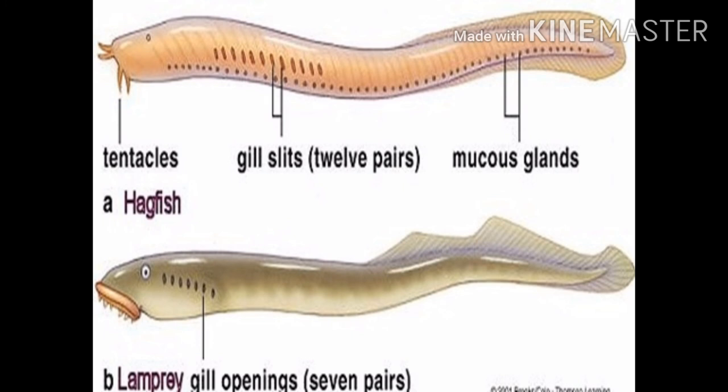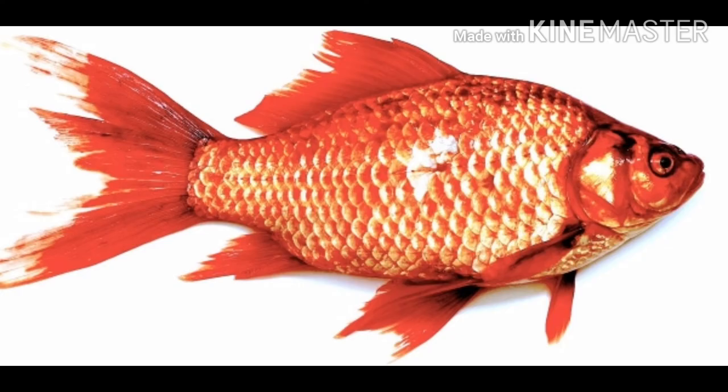Now we will learn the characteristics of class Pisces. These are cold-blooded aquatic animals, living either in seawater or freshwater. The body is spindle-shaped to minimize water resistance. They have fins for swimming. The exoskeleton is in the form of scales, and the endoskeleton is cartilaginous. They respire through gills. For example, fishes like rohu, pomfret, seahorse, shark, electric ray fish, sting ray fish and so many.